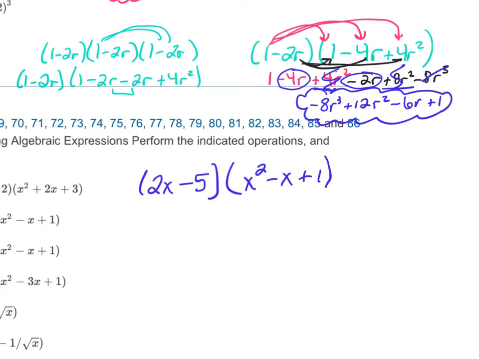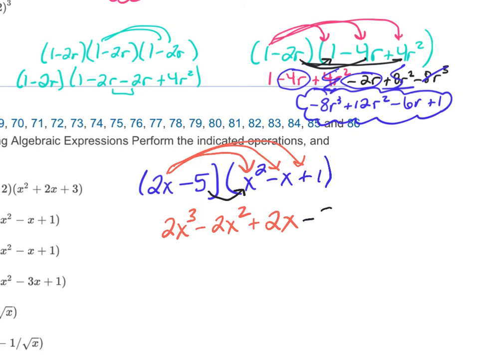Take your time, use colors, do whatever you have to do to keep yourself in order. But I'm going to say first term into everything. So 2x times x squared is 2x cubed. 2x times negative x is negative 2x squared. 2x times 1 is plus 2x. Negative 5 times x squared is negative 5x squared. Negative 5 times negative x is positive 5x. And negative 5 times 1 is minus 5.